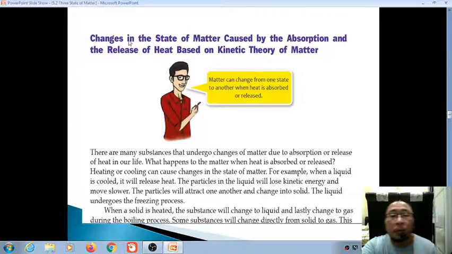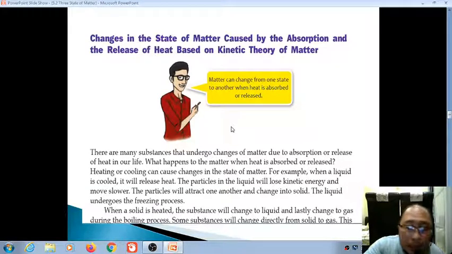Okay, so now we will look into the explanation of the changes in state of matter caused by the absorption and release of heat, based on the kinetic theory of matter. What you must know, please look into this yellow box here. This is an important concept that you must know. Matter can change from one state to another when heat is absorbed or released. So when we apply heat to any matter, that matter can absorb or release heat, and it will change state. That is the main concept that you should know about the changes to the state of matter based on the absorption and release of heat.